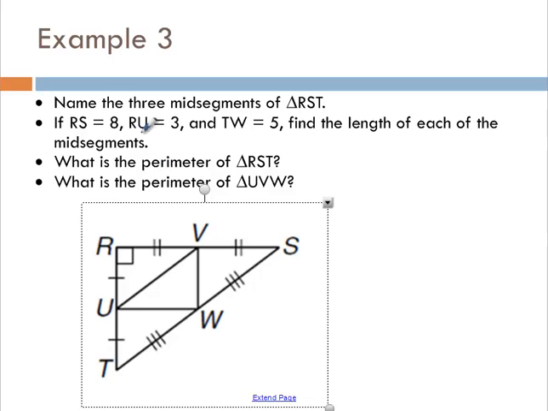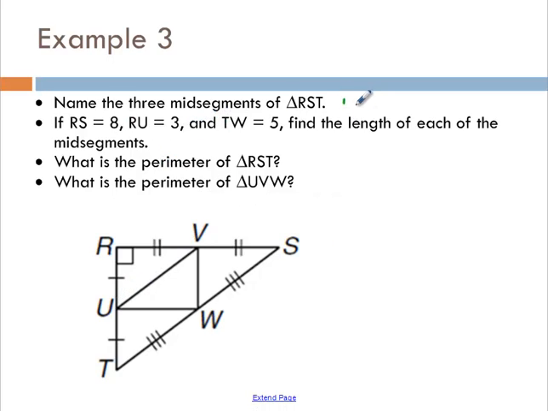So, example 3, the 3 midsegments are the 3 that are in the middle. UV is a midsegment, UW, and VW. And if RS is 8, RU is 3, and TW is 5, find the lengths of all the midsegments.